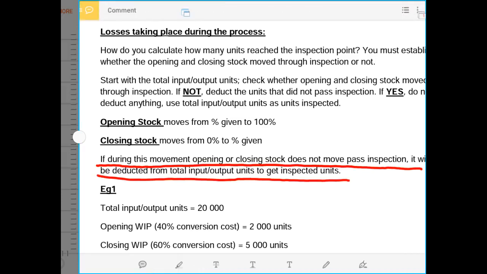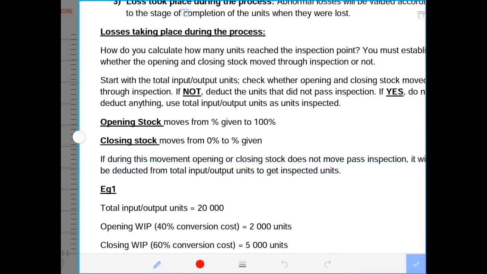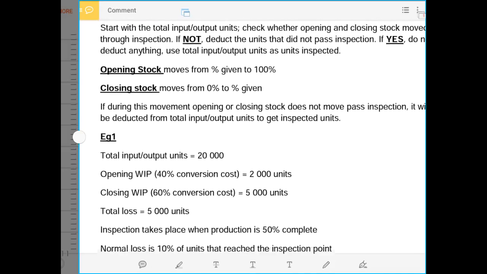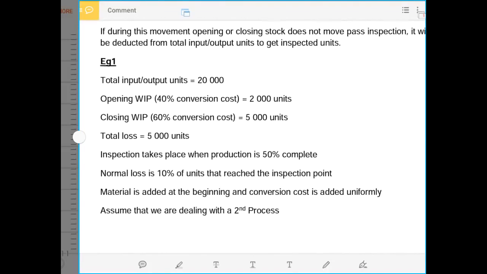That means if both the opening and the closing stock did not pass the point of inspection, the answer is no. Therefore, we have to deduct the number of units that are the closing units and the opening units from the input and output units in order for us to get to the inspected number of units. That means the number of units that must be inspected, because we don't inspect units that do not pass through the point of inspection in the current period. So if they don't pass the point of inspection, we have to remove them so that we calculate the number of units that will be inspected in a given period.